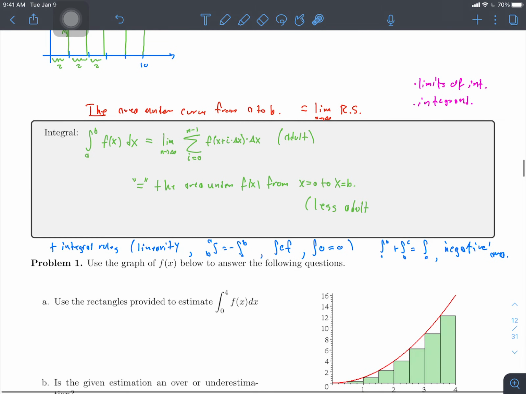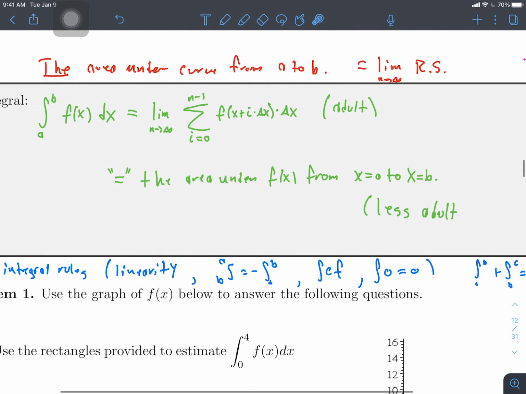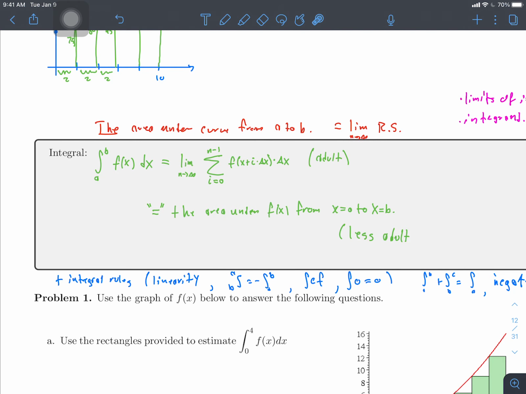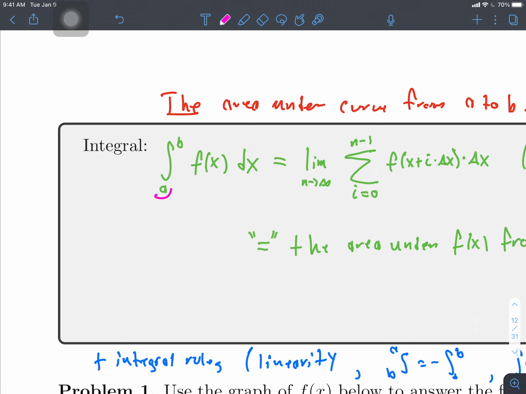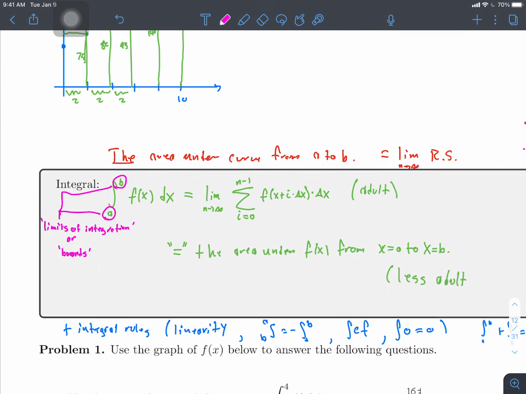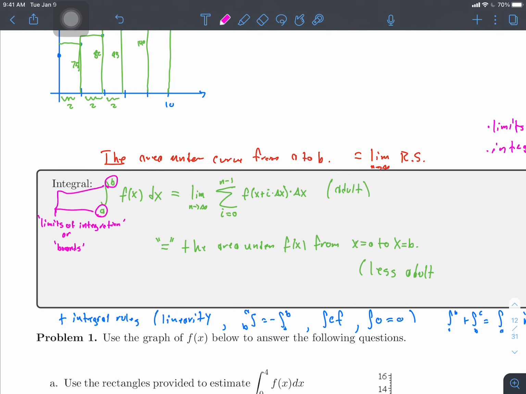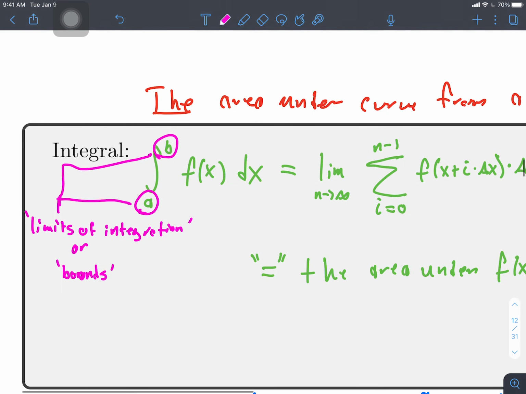A couple of things here that I want to point out. First of all, notation and terminology. We call a and b our limits of integration. Or sometimes I'll call them the bounds of integration, or just the bounds. So we call them the limits of integration. And then we also have another word which we use here.